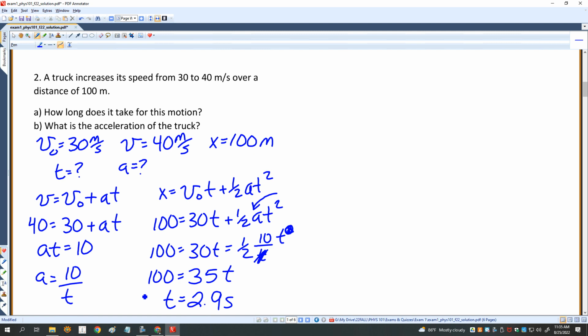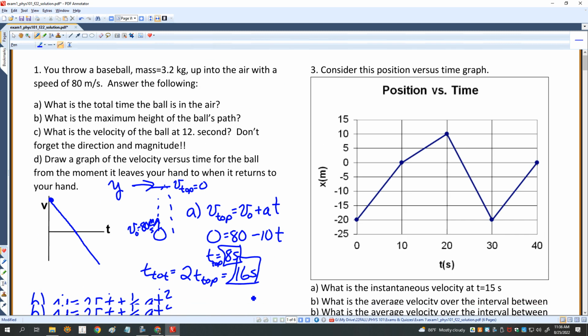Now that I know that time, I can take it and put it in here, and I get the acceleration of 3.4 meters per second squared. So those are the correct answers for both of those. And here I have this graph.